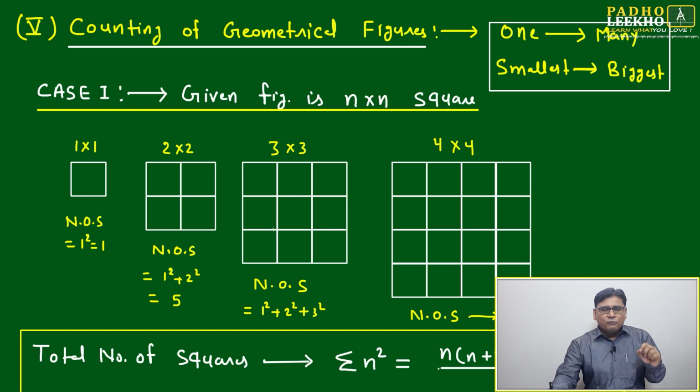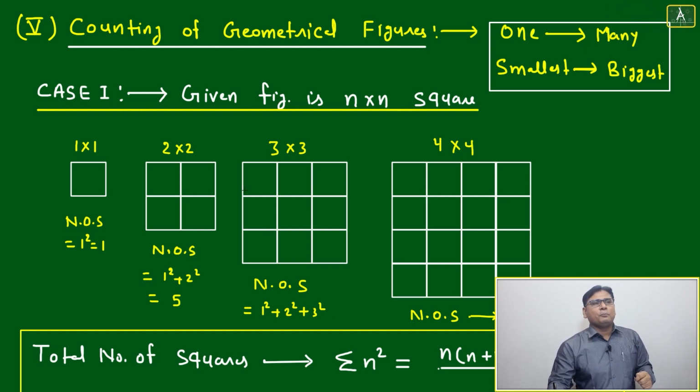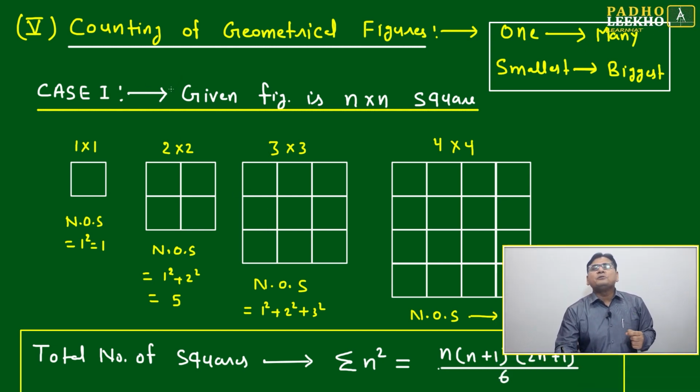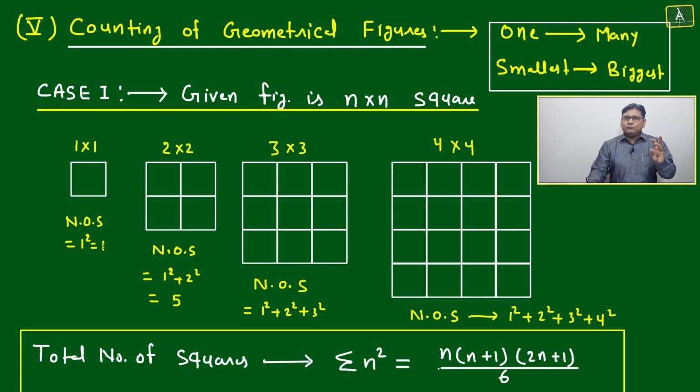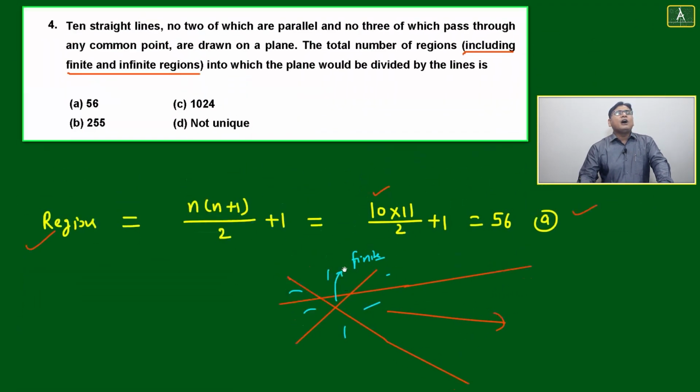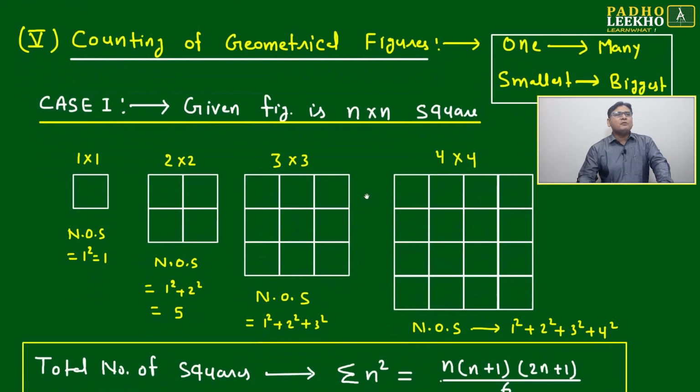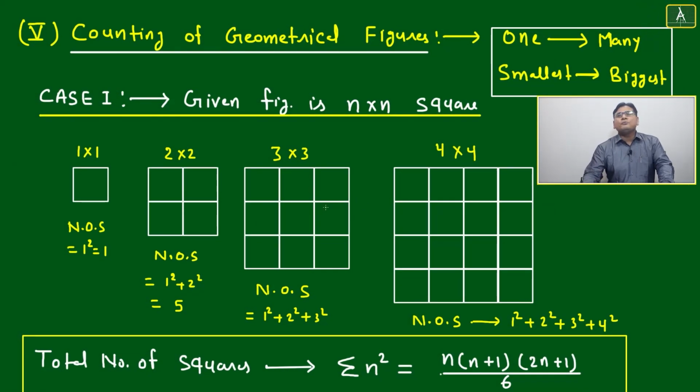Come to application number 5 under the geometrical application of PNC, that is counting of geometrical figures. We have seen how to form the geometrical figure. Next we have seen number of points of intersection. Next we have seen how to count the diagonals. Next we have seen how to find the number of regions. Now we will come to the counting of geometrical figures.